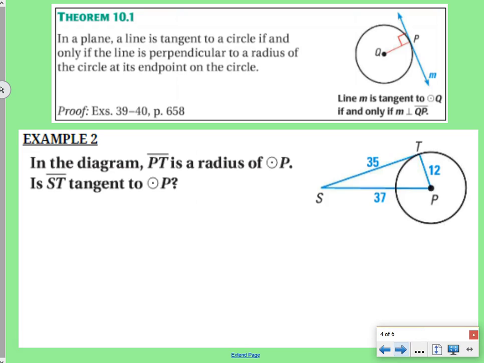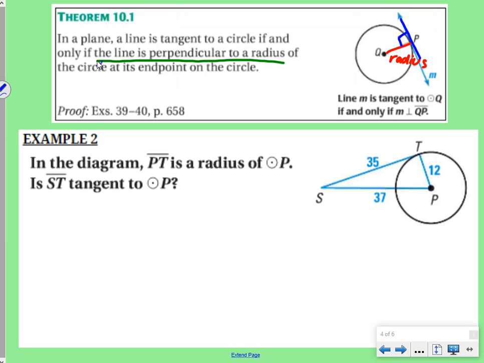Theorem 10.1. In a plane, a line is tangent to a circle if and only if the line is perpendicular to a radius of the circle at its endpoint on the circle. So if we look at our drawing, right here, QP is the radius of the circle, which is perpendicular to this line M. So since it's perpendicular, that line is tangent to the circle.